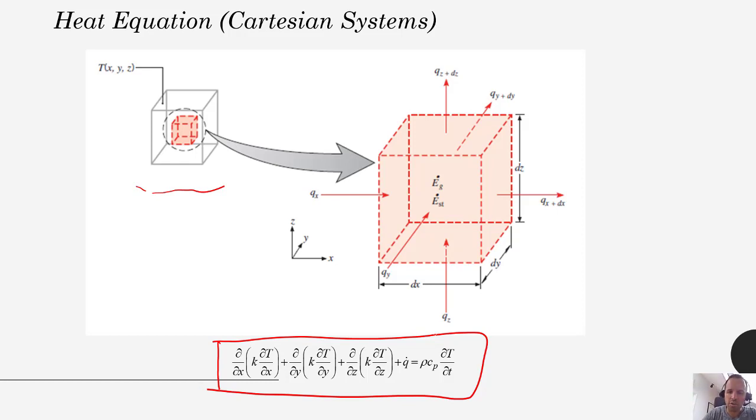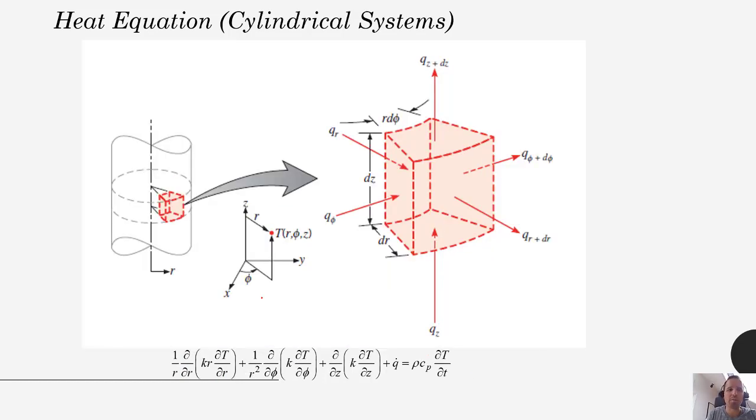We have our accumulation term here, generation term, and then these three terms each represent the in and out by conduction. And remember, because that's our little node, this chunk is totally embedded within the solid, energy can only get in and out by conduction. So this equation also applies to other coordinate systems.